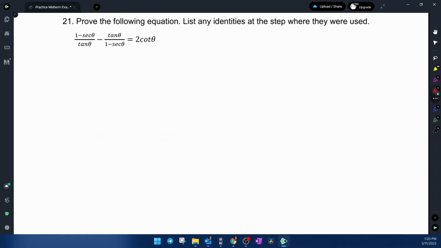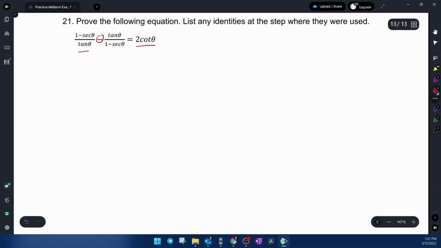Next problem, prove the following equation. List any identities at the step where they were used. So to prove the equation means, in this case, we're going to work on the left-hand side of the equation, manipulating it so that it equals the right-hand side. And here I've got fractions that are being subtracted. And the first thing I realize is that in order to put these fractions into a single fraction, in order to subtract the fractions, I'm going to need a common denominator.